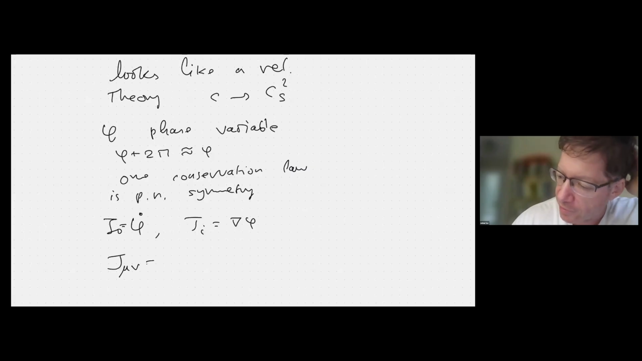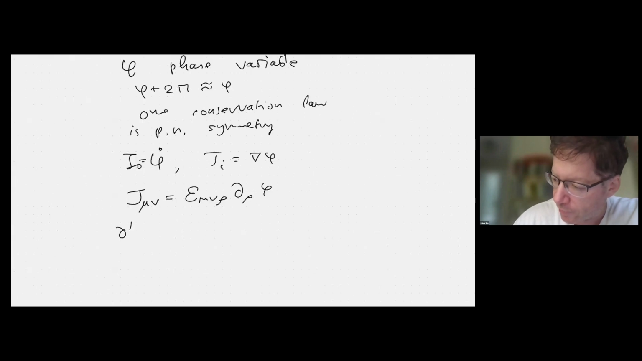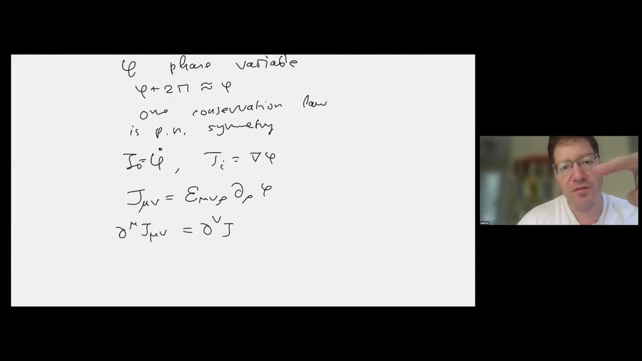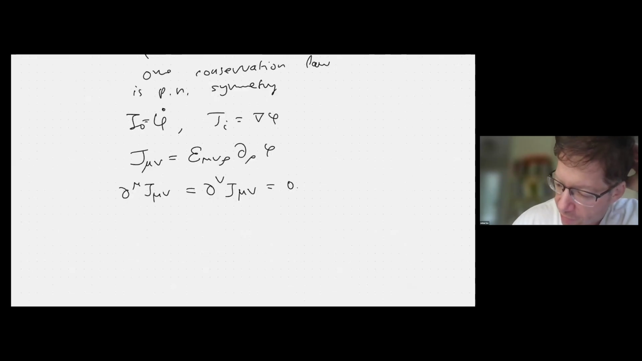Okay, and it's conserved because of the epsilon tensor. This is a particular conservation law that is non-trivial only because phi has a 2 pi periodicity. Nowadays in the literature, a conservation law like that is called one-form symmetry.